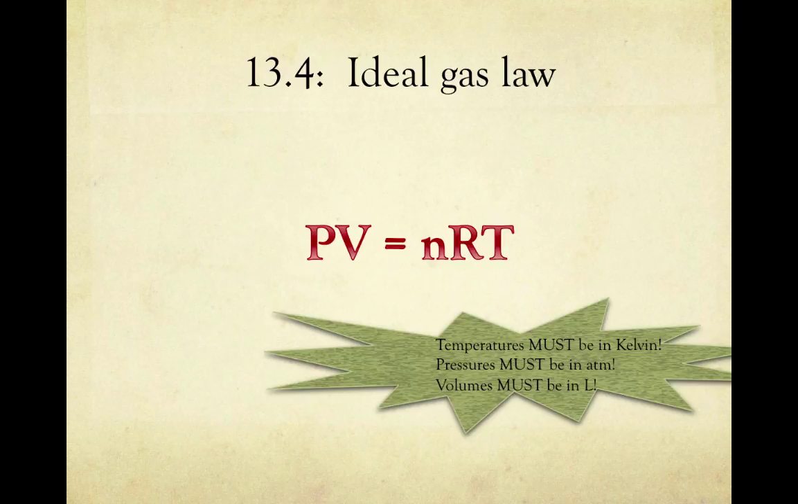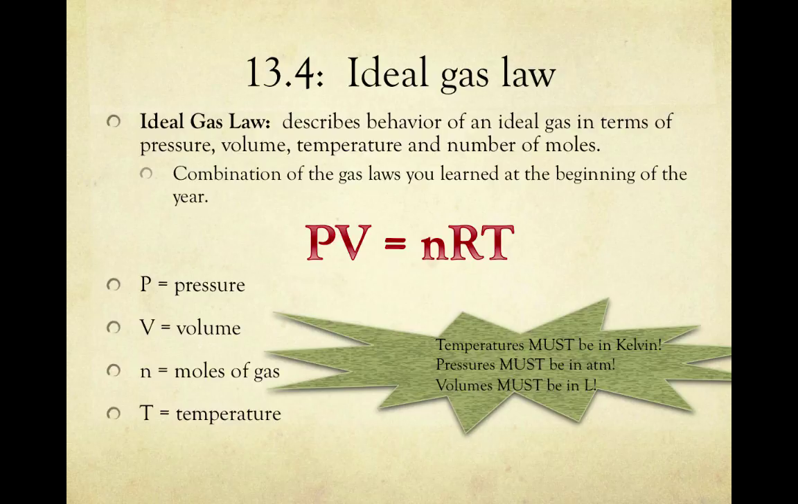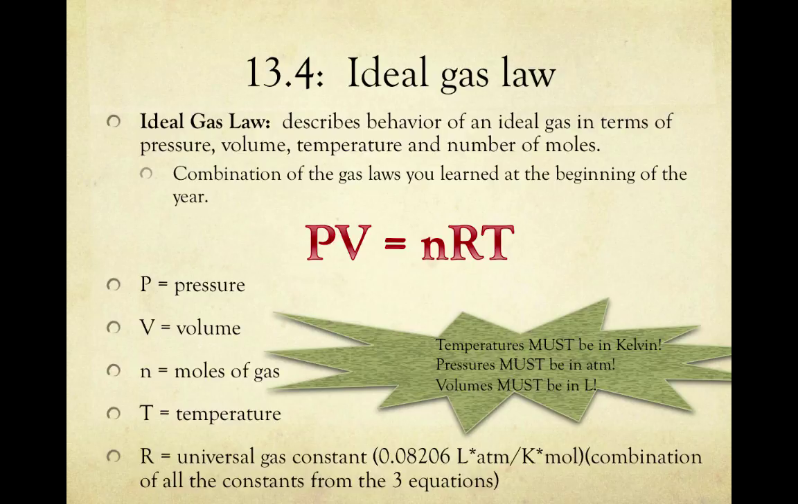PV equals nRT is the ideal gas law, or "pivnert." This describes the behavior of an ideal gas in terms of its pressure, volume, temperature, and number of moles. It's actually a combination of Charles' law, Boyle's law, and Avogadro's law that you learned at the very beginning of the year. In this law, P stands for pressure, V stands for volume, n is moles of gas, T is temperature, and R is the universal gas constant, which is 0.08206. You will be given this constant. You don't need to memorize it. This law will work as long as your temperatures are in Kelvin, your pressures are in atm, and your volumes are in liters.